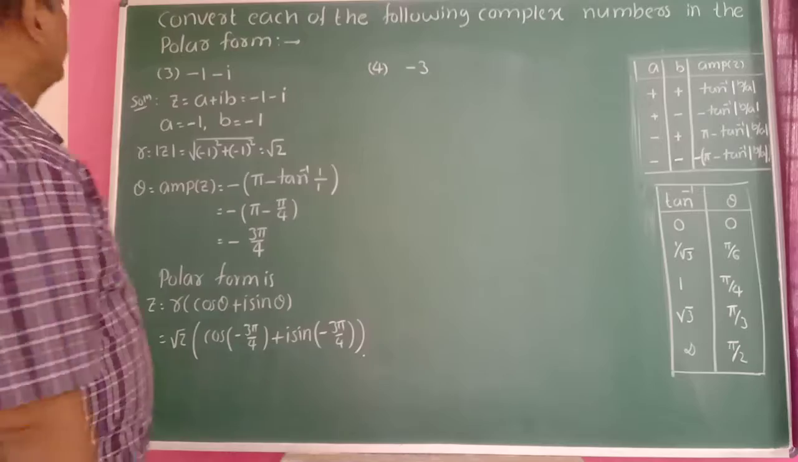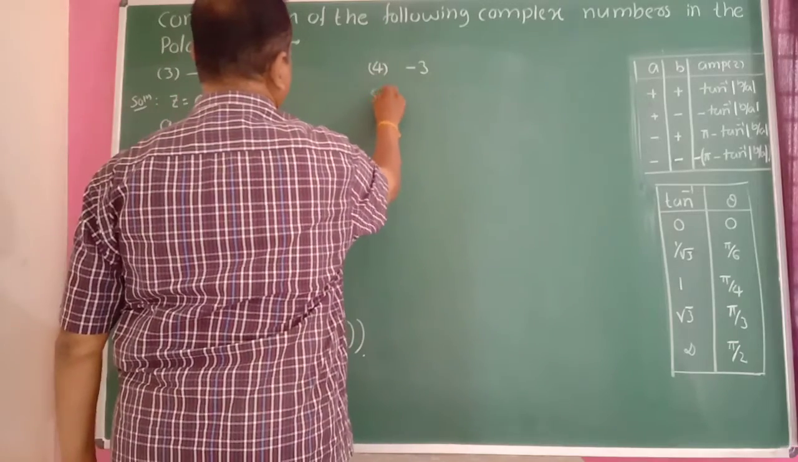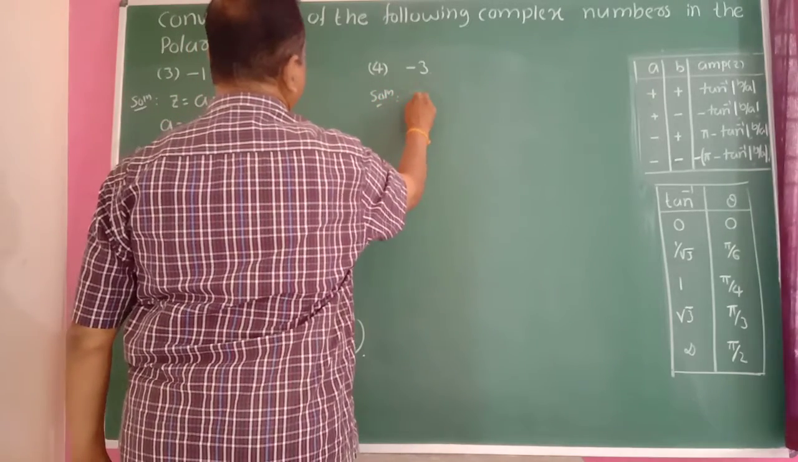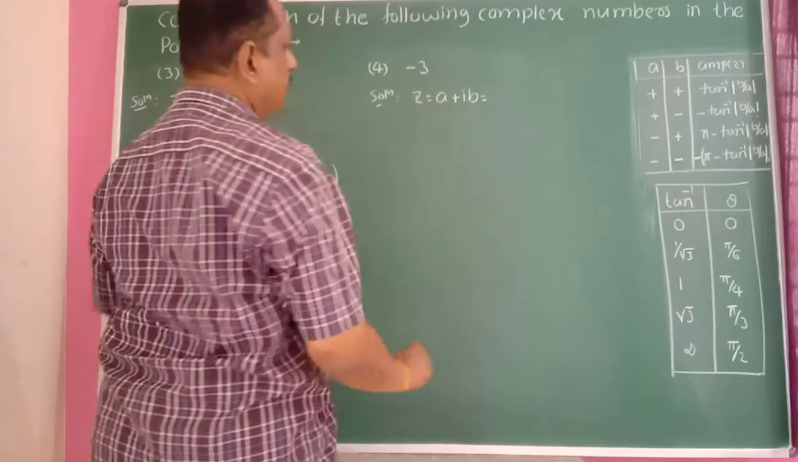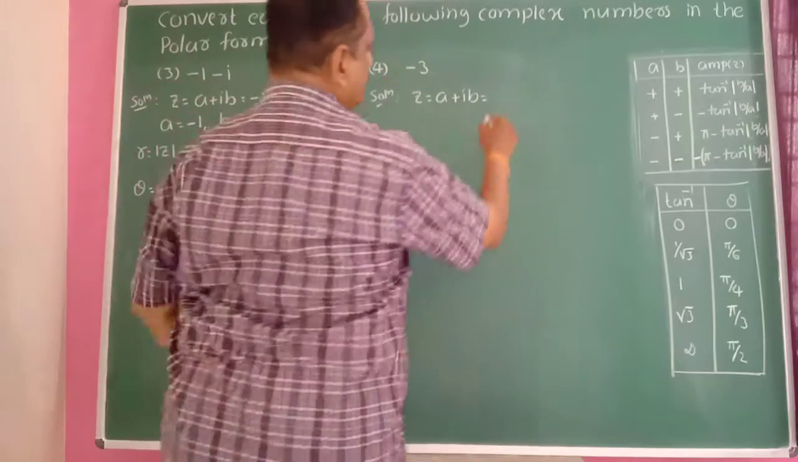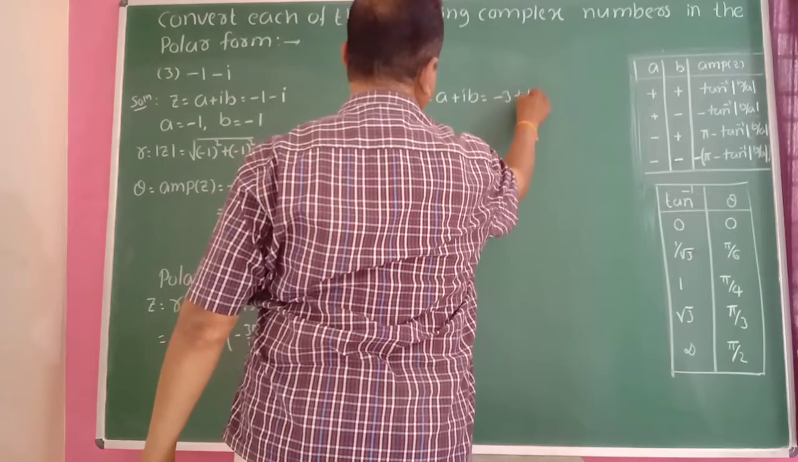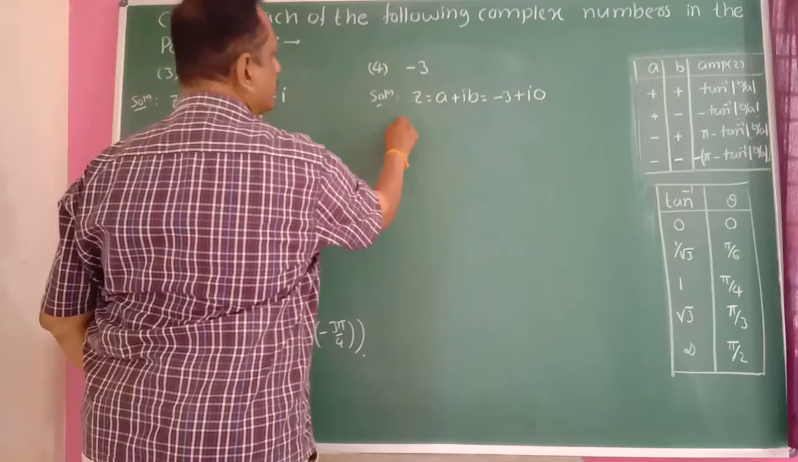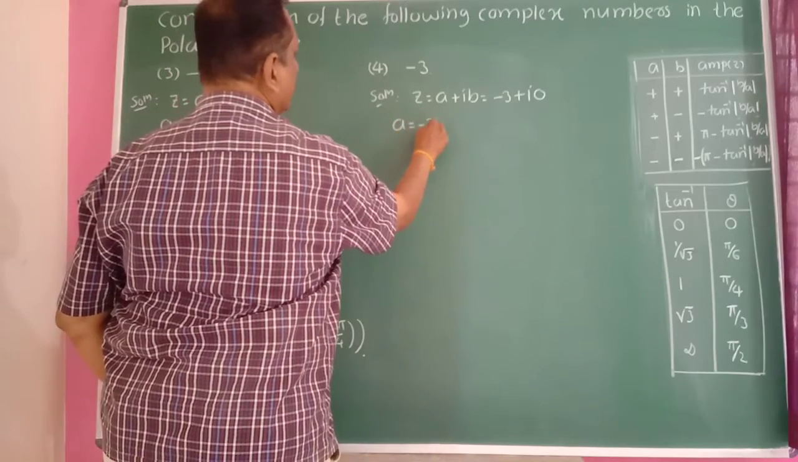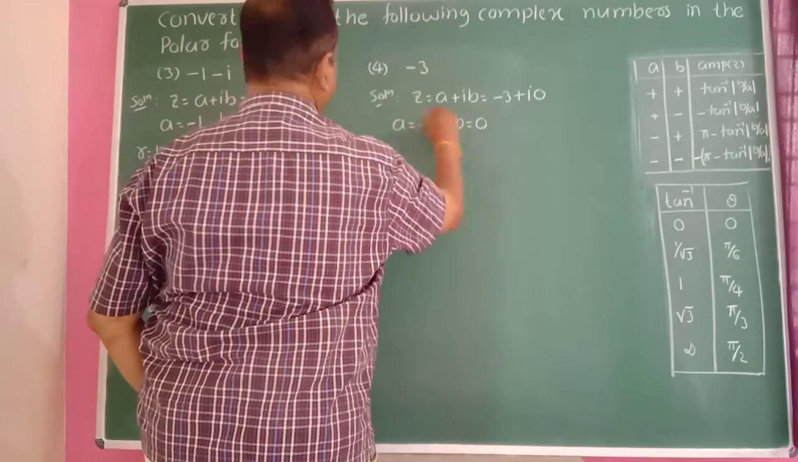In the next example here, in this case z = a + ib. Minus 3 can be written as minus 3 plus i into 0. Hence a is equal to minus 3 and b is equal to 0.